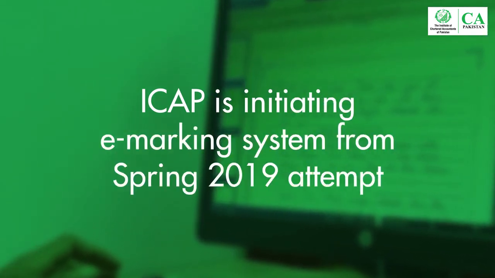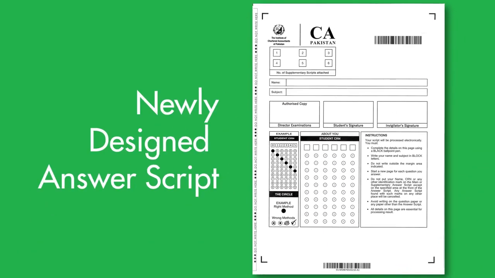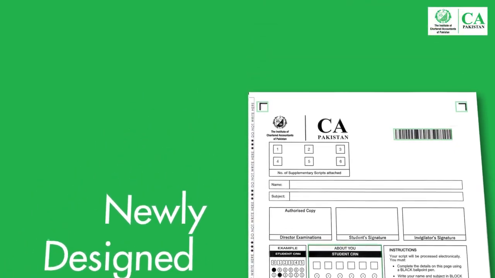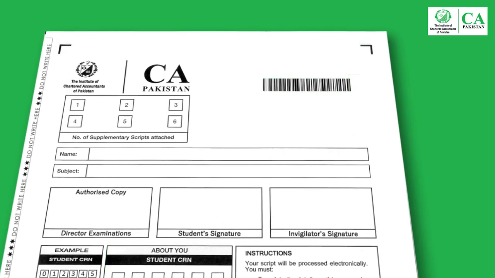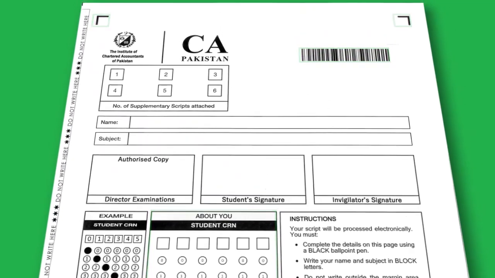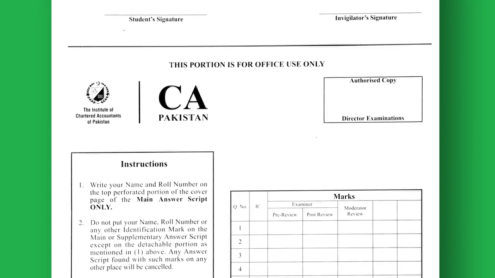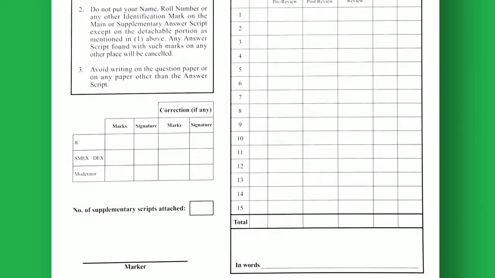ICAP is initiating the e-marking system from the Spring 2019 attempt. ICAP will adopt a phased approach while moving over to the e-marking system. In order to meet the requirements of the e-marking system, ICAP has redesigned its answer script with machine-readable features. The old design answer script will continue to be used in those papers which are not assessed using the e-marking system.